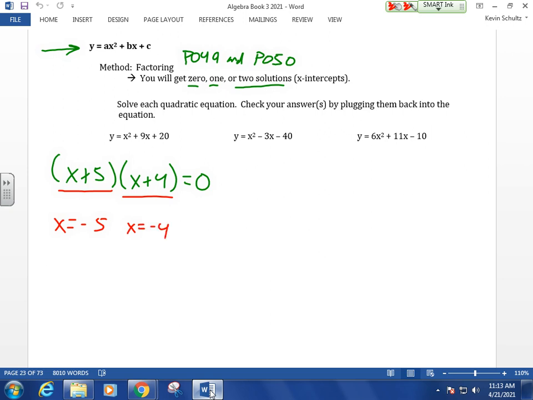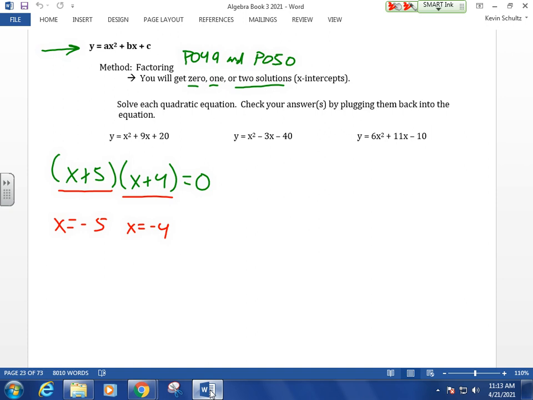And you're done, right? This is the extra credit part of the test that you could have gotten when we factored in PO49 and PO50. You were doing this. You just didn't realize it, but now you do. So there you go. Might be a weight off some of your shoulders if you remember how to do this.